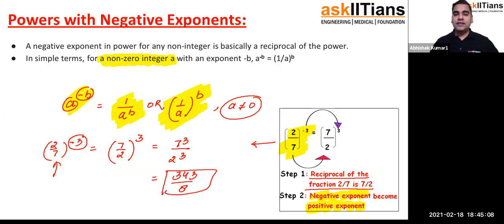So what are we trying to say here? We are trying to say that whenever you come across exponential form in which you have a negative exponent, or you can say a negative power, if you want to convert that negative exponent or negative power into a positive exponent or positive power, all you have to do is take the reciprocal of the term which is in the base. If you take the reciprocal, the power is going to become positive. That's it. Understood?